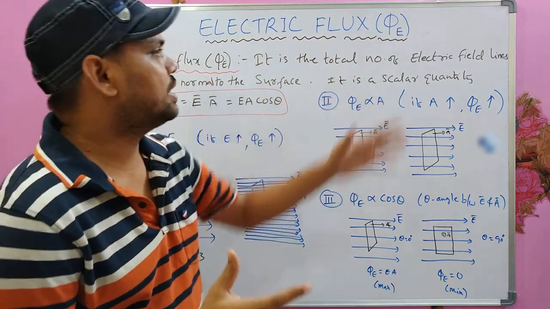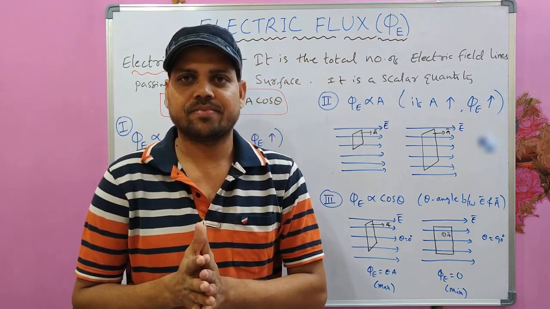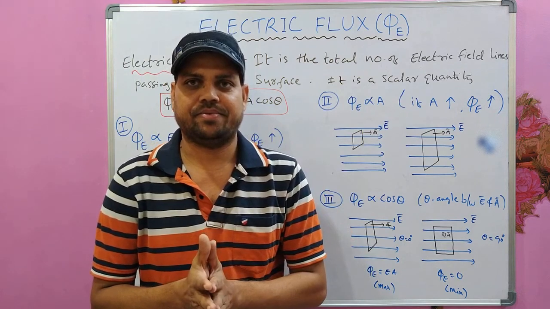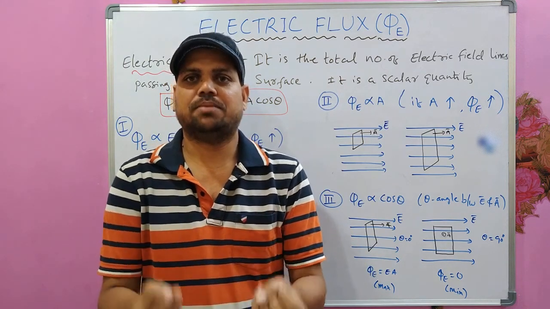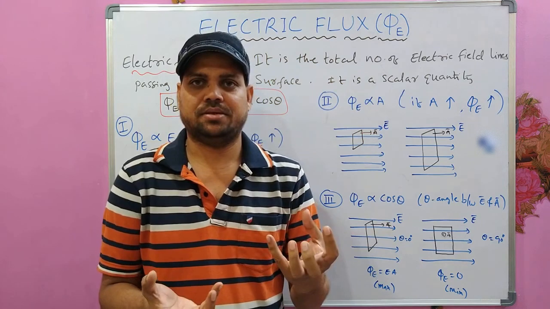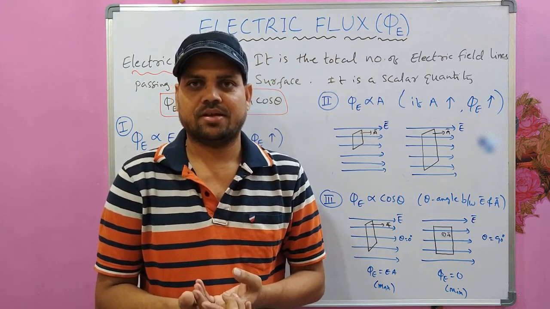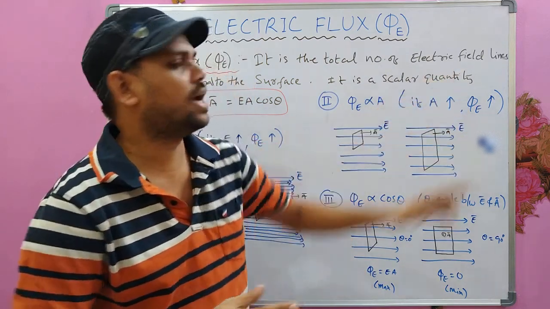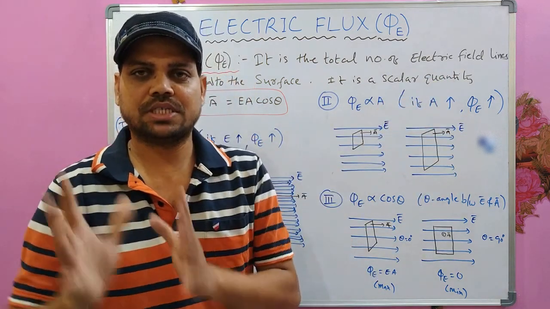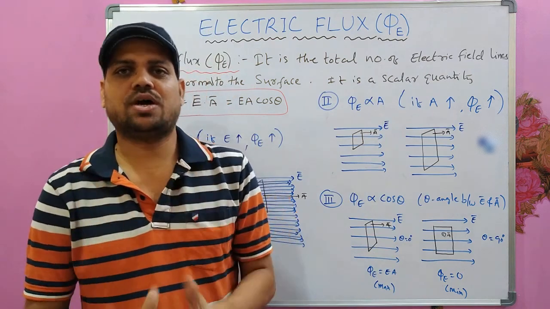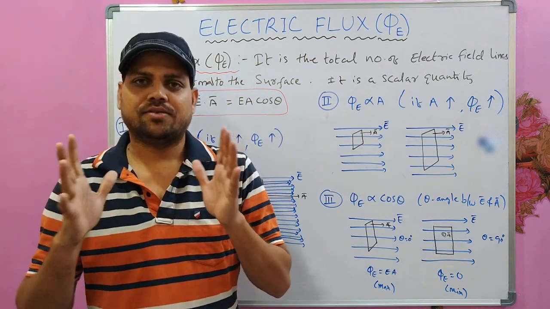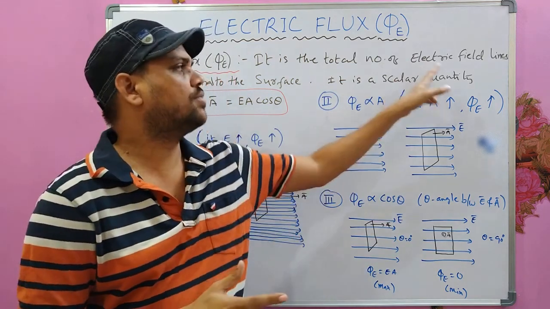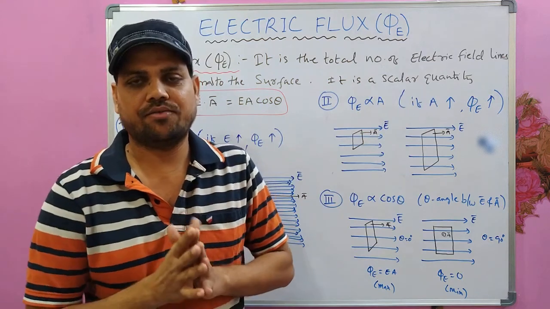What are electric field lines? They are imaginary lines drawn in an electric field, which is the path of a positive charge placed in the electric field. If you have not watched my video lecture in which electric field lines were discussed, please do watch it so that you get very good information about electric field lines.